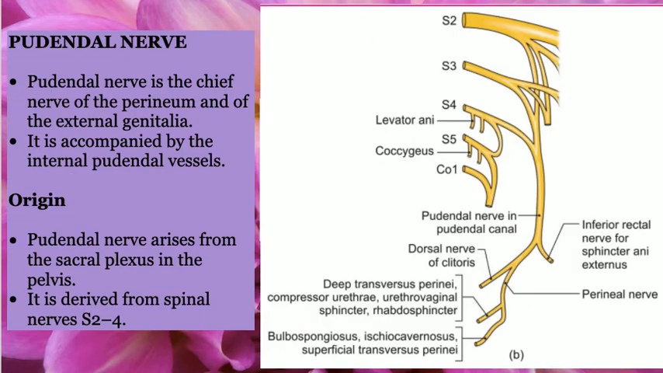In the anterior part, the artery divides into the perineal artery and the artery of the penis, and the vein accompanies this artery. Coming to the pudendal nerve, this is the chief nerve of the perineum and of the external genitalia, accompanied by the internal pudendal vessels. The pudendal nerve arises from the sacral plexus in the pelvis, derived from S2, S3, S4.